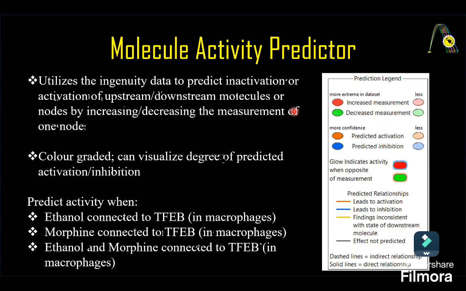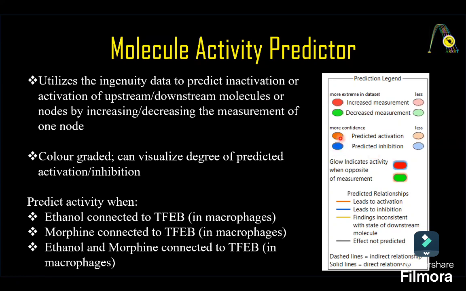And for the downstream molecules, it can predict what will be the effects on activation or inhibition after increasing or decreasing the measurements. Downstream or upstream molecules. So if it's a predicted activation, if the downstream or upstream molecules will be activated, it will be an orange color like this. And if it's a predicted inhibition, then the downstream or upstream molecules will be blue.